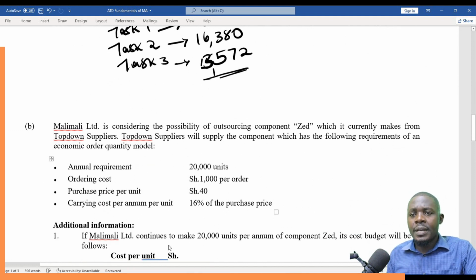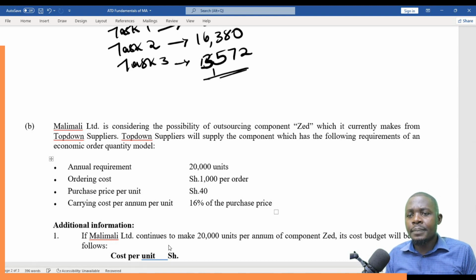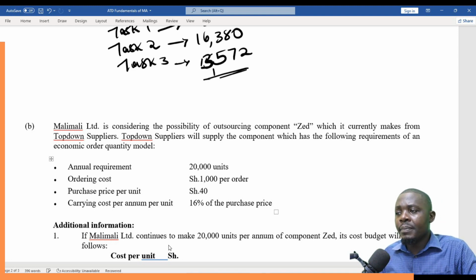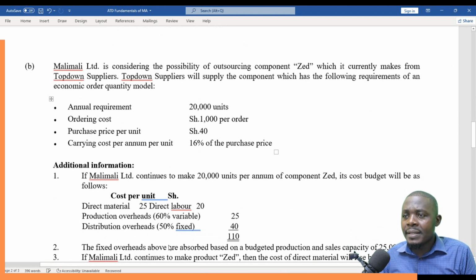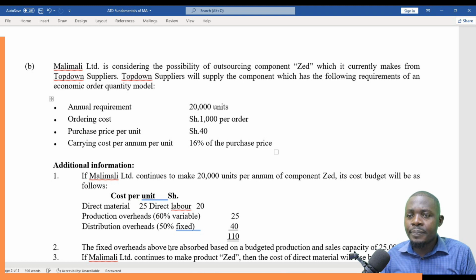Then we are told, that is part B, Mali Limited is considering the possibility of outsourcing the component set, which it currently makes, to the Top Time suppliers. The Top Time suppliers will supply the component which has the following requirements for an economic order quantity model. Annual demand 20,000 units. Ordering cost, we have 1,000 shillings per order. Purchase price, we have 40 shillings. Carrying cost per annum per unit is 16% of the purchase price.